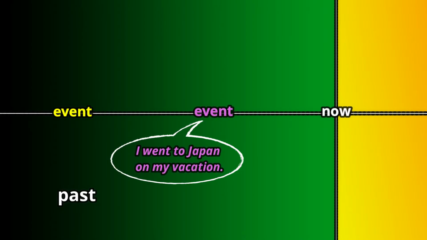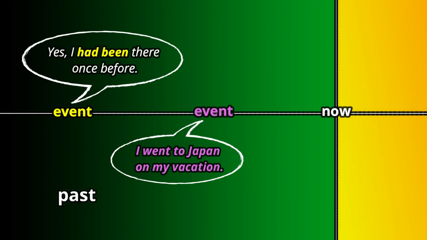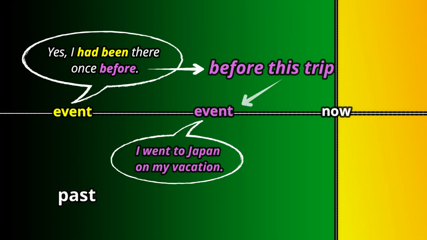So there were two past events. All right, one was before the other, and we know exactly which one. When the girl answers, yes, I had been there once before. You see, before? So she had been there before this trip. All right, and that's really what the past perfect tense is all about.